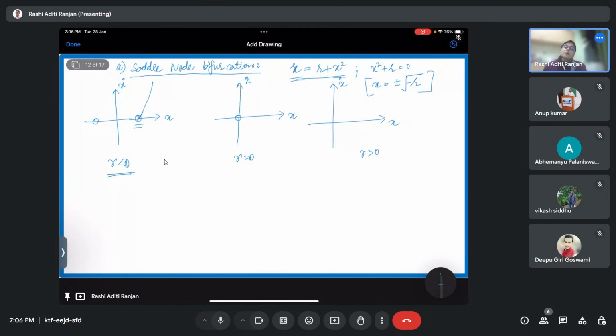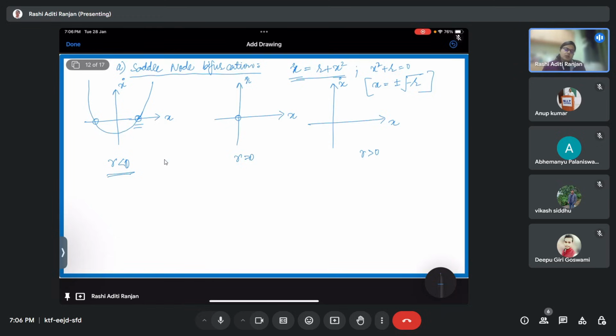Now, if I talk about x less than the fixed point, you will see that the value is less than 0, right? Like this and like this. This is how it is going to be.